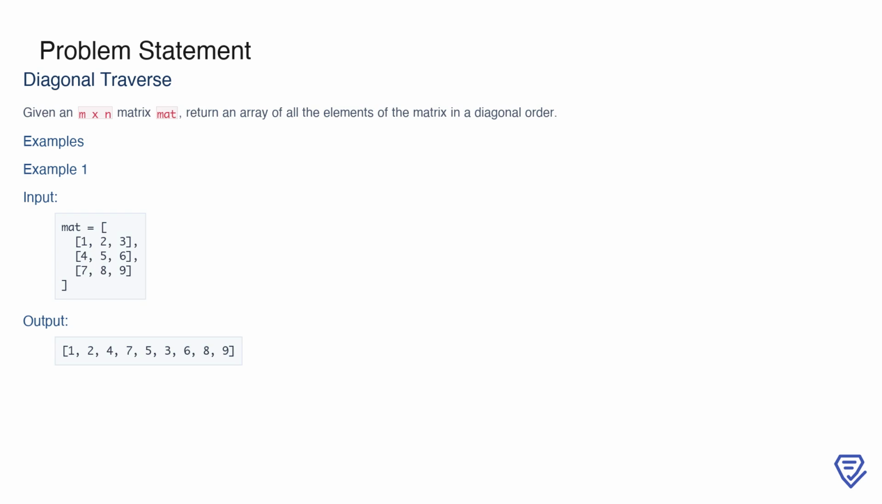In this problem, we are tasked with traversing a given MxN matrix in a diagonal order. The goal is to return an array that contains all the elements of the matrix, traversed in a specific diagonal pattern. Let's consider an example to understand what this means. For the input matrix 1, 2, 3, 4, 5, 6, 7, 8, 9, we start from the top left corner and move in a zigzag diagonal pattern. The output for this example would be 1, 2, 4, 7, 5, 3, 6, 8, 9. This means we have to carefully alternate between moving diagonally up-right and diagonally down-left to cover all elements in the matrix in the required order.